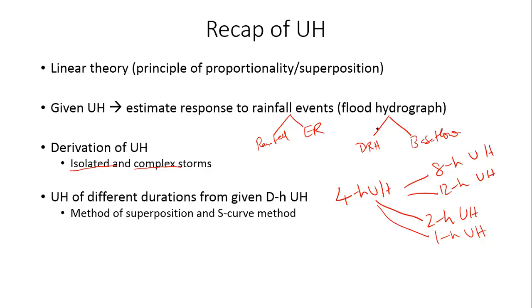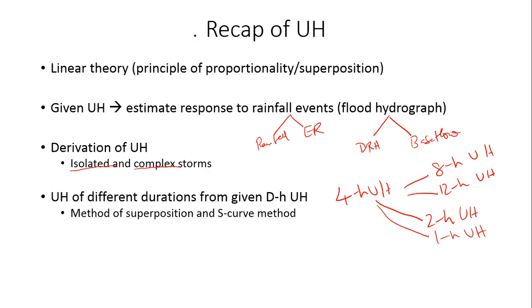See, for 8-hour and 12-hour, S-curve can also be used. S-curve is a general method which is applicable for almost any duration, but the method of superposition only works when it's an integer multiple. So that's the only distinction between these two methods. Fairly straightforward, right? There's nothing complex or complicated about this. As soon as you understand the linear system assumption, all of these different approaches that we are taking are very straightforward. There's no complicated logic or whatever, right?